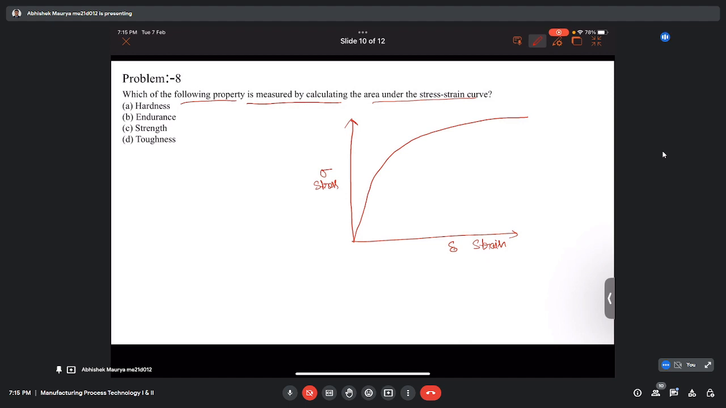So the first one is hardness. What is hardness? Any of you? Can you please try to tell what is the hardness, or whatever things you have in your mind, you can tell about the hardness. Anyone?